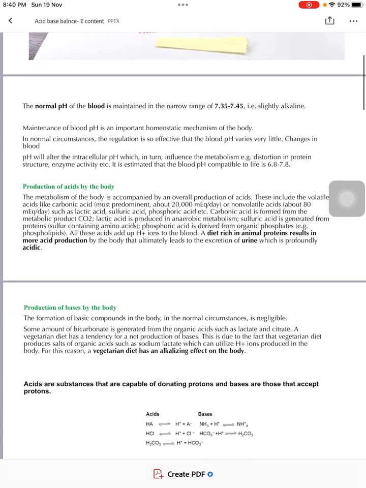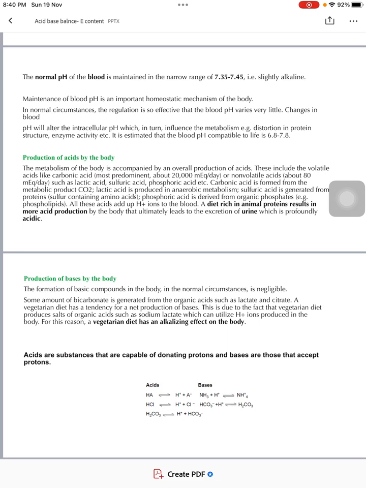Production of acids by the body. The metabolism of the body is accompanied by an overall production of acids. These include the volatile acids like carbonic acid, or non-volatile acids such as lactic acid, sulfuric acid, phosphoric acid, etc. Carbonic acid is formed from the metabolic product carbon dioxide. Lactic acid is produced in anaerobic metabolism. Sulfuric acid is generated from proteins. Phosphoric acid is derived from organic phosphates, for example phospholipids. All these acids add H+ ions to the blood.